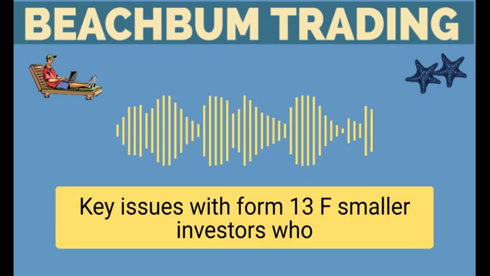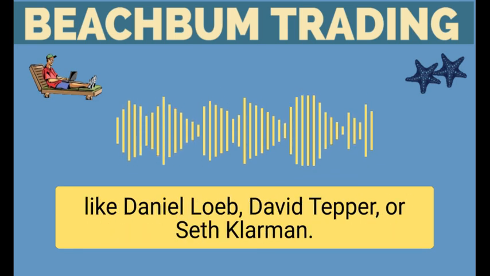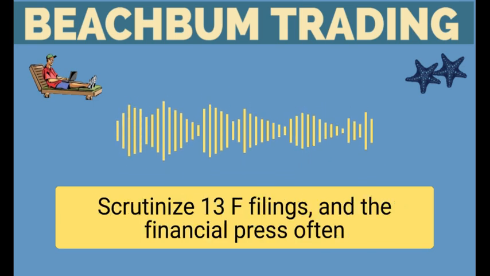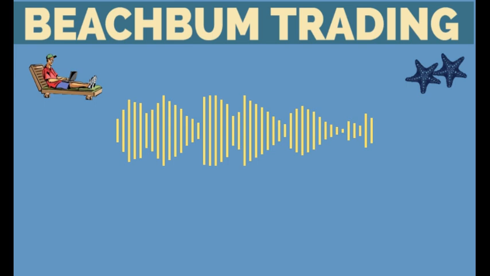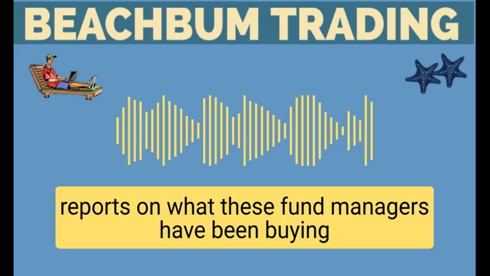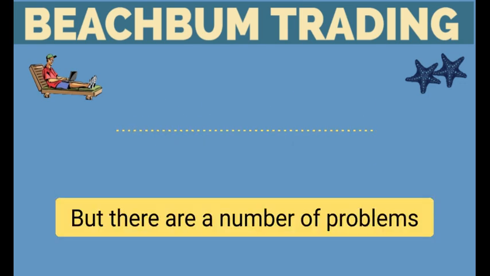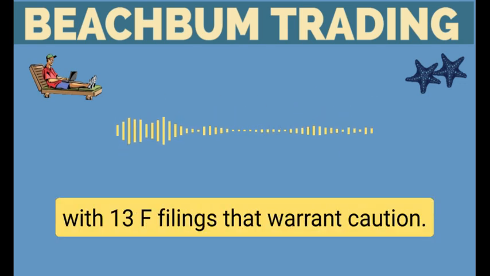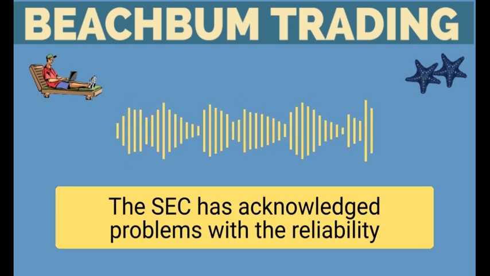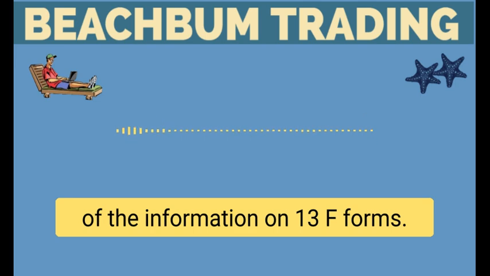Key issues with Form 13F: smaller investors who want to replicate the strategies of rockstar money managers like Daniel Loeb, David Tepper, or Seth Klarman scrutinize 13F filings. And the financial press often reports on what these fund managers have been buying and selling by comparing changes in quarterly filings. But there are a number of problems with 13F filings that warrant caution. The SEC has acknowledged problems with the reliability of the information on 13F forms.